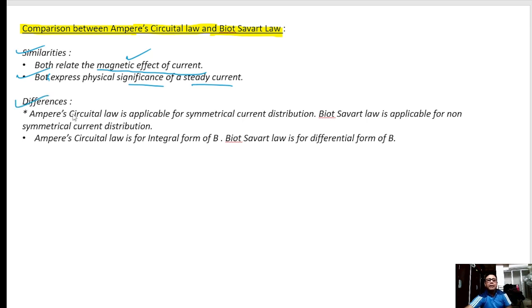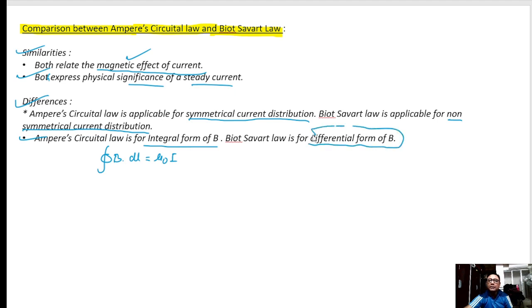Now differences: Ampere circuital law is applicable for symmetrical current distribution. Biot Savart law is applicable for non-symmetrical current distribution. So please remember this: Ampere circuital law only for symmetrical, and Biot Savart law for non-symmetrical. Ampere circuital law is the integral form of B, and Biot Savart law is the differential form of B. So these are the differences.